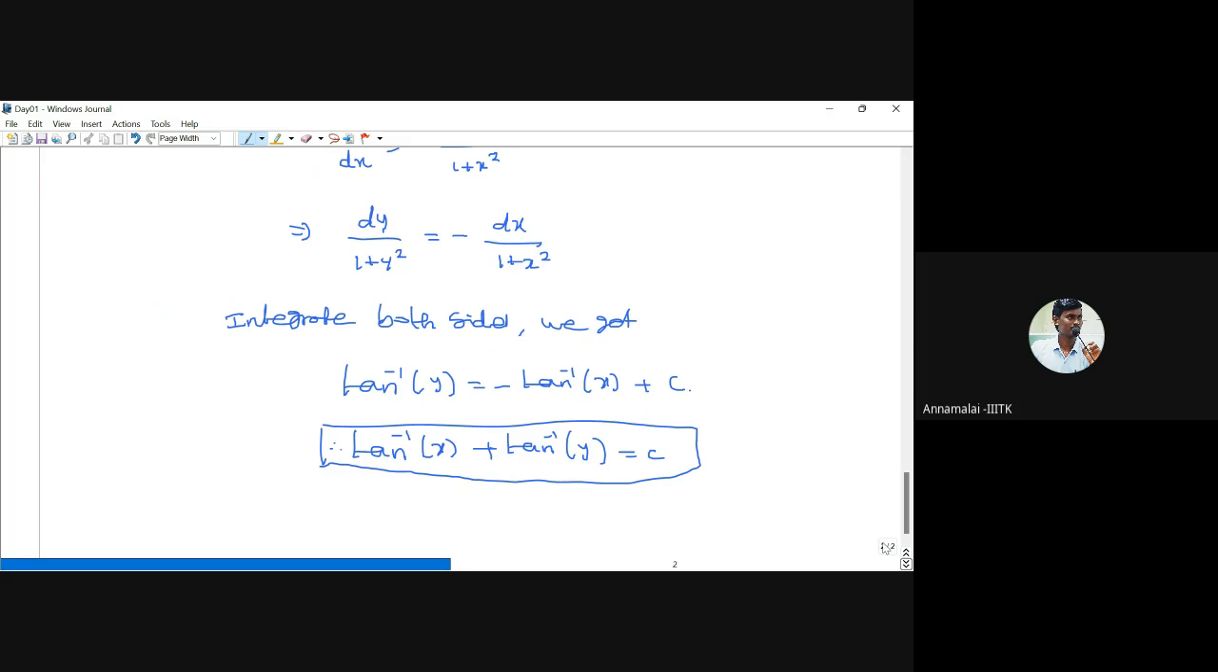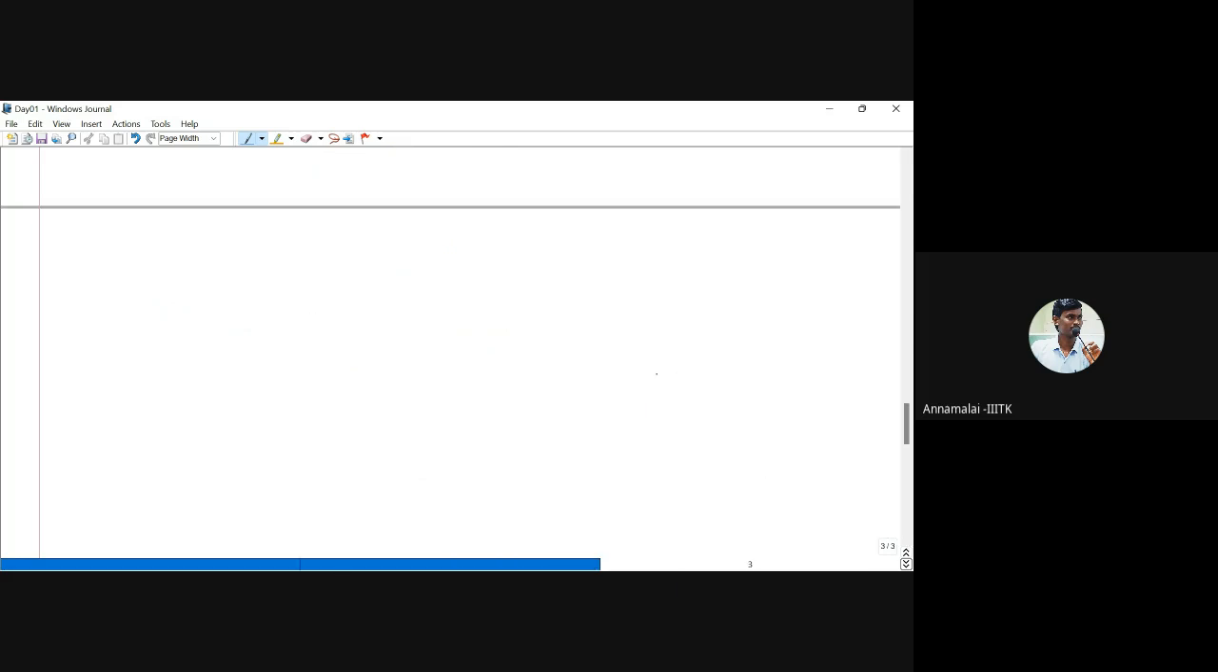Okay. Now we discuss one more problem. Not all first order differential equations can be solved using the method of separation, but if you can separate the variables, we can solve it. The next one is tan y into secant square x dx plus tan x secant square y dy equal to 0.